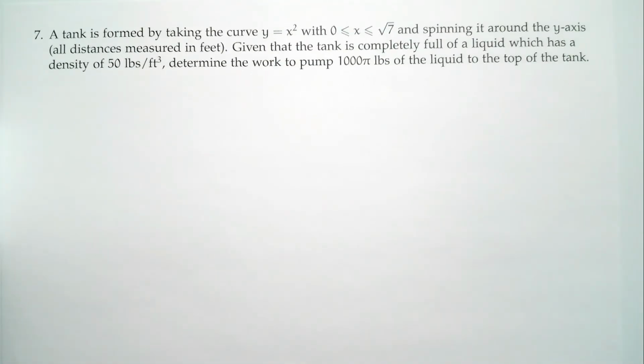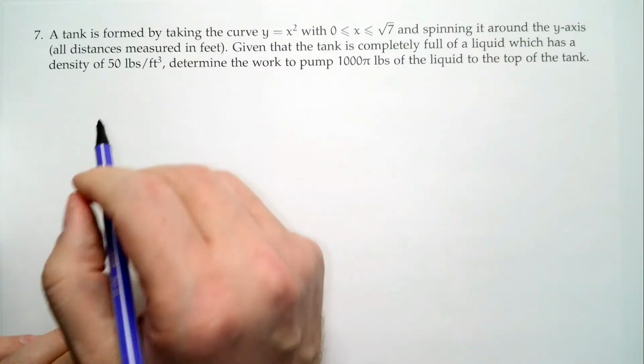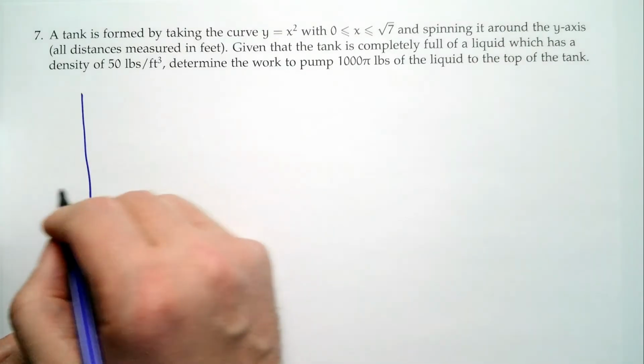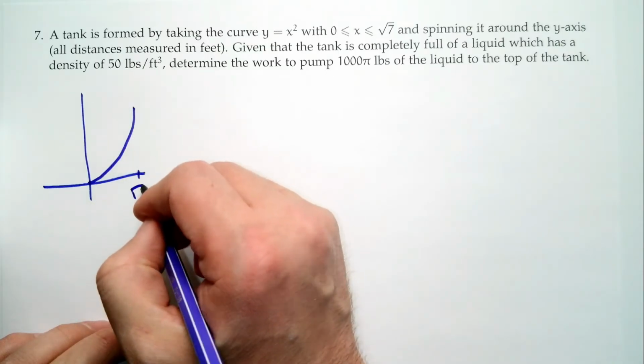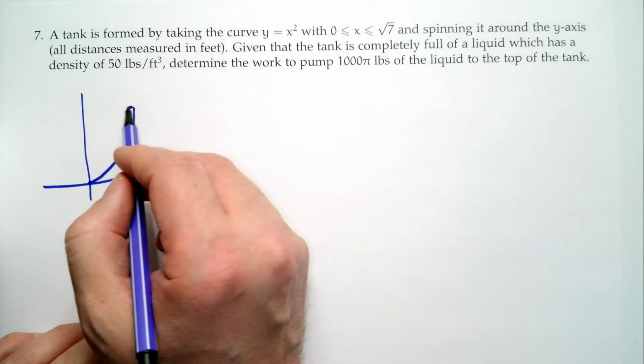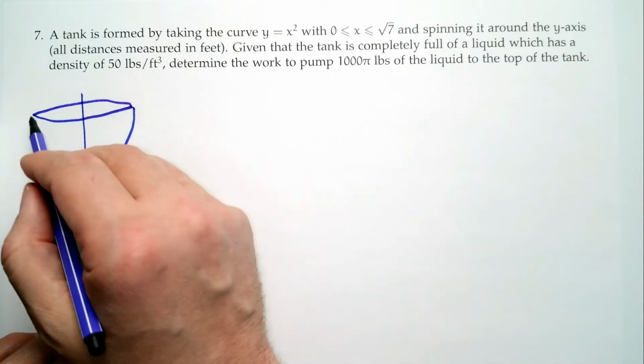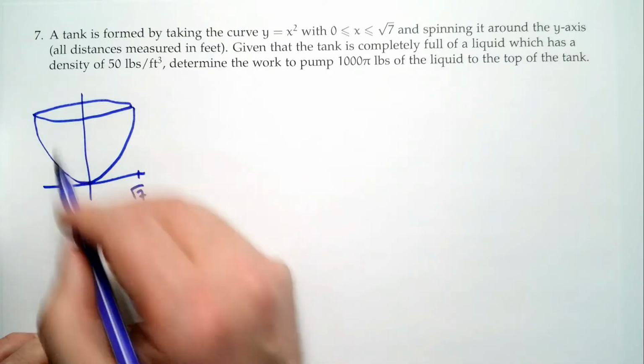Number 7. A tank is formed by taking the curve y equals x squared, where x goes between 0 and square root of 7, and spinning it around the y-axis, where all distances are measured in feet. So let's see. So we have this y equals x squared. Here is square root of 7. That's an interesting choice to make. And we're spinning it. So there's our tank.